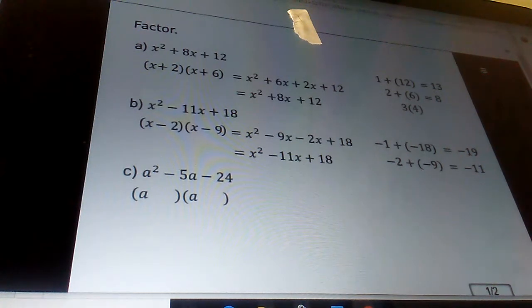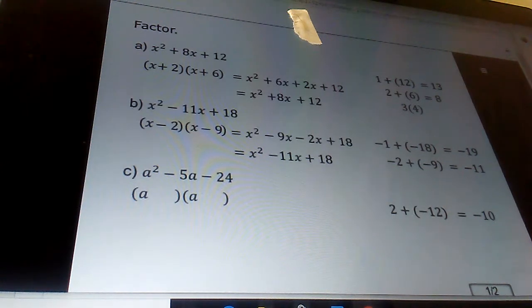Recall that the product of two numbers with different signs is a negative number, and the sum of two numbers with different signs has the sign of the number with the greater absolute value. To get a negative sum, the number with the greater absolute value must be negative. Let's look at factors of negative 24. 2 times 12 is 24. Since 12 is greater than 2, we want the factors 2 and negative 12. 2 times negative 12 is negative 24, but 2 plus negative 12 is negative 10, not negative 5.